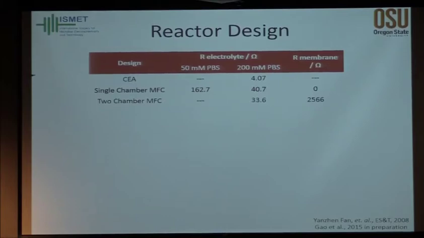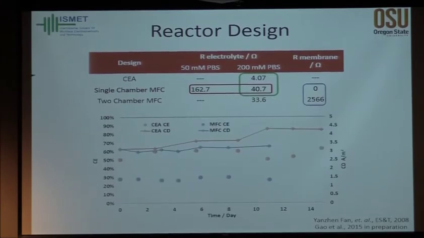From this table, we can see that by reducing the electrode spacing and increasing the buffer concentration, we can greatly reduce the electrolyte resistance. And also, when compared with two-chamber MFC, single-chamber design can get rid of the huge membrane resistance. This can also be seen in our lab data.